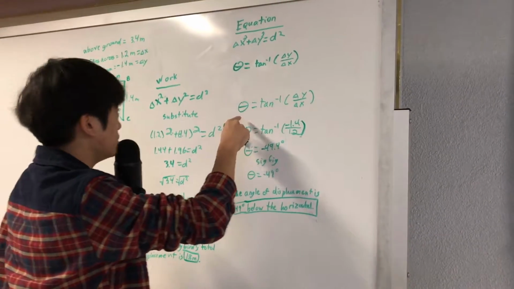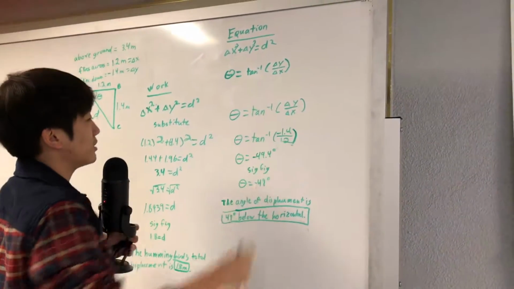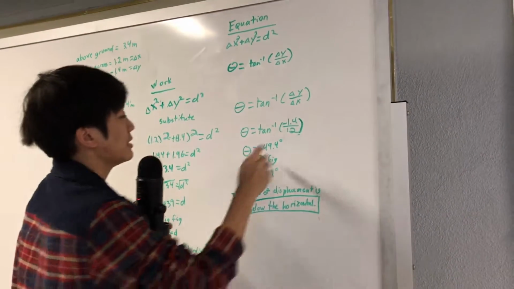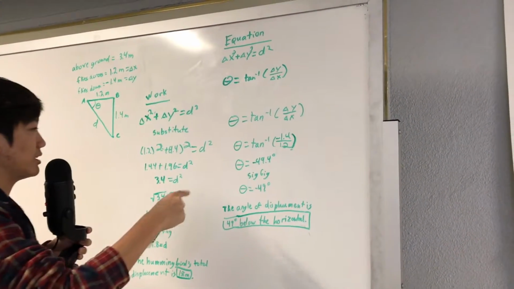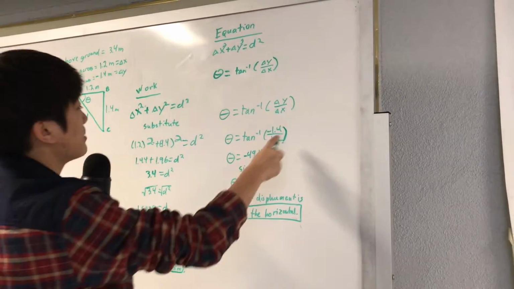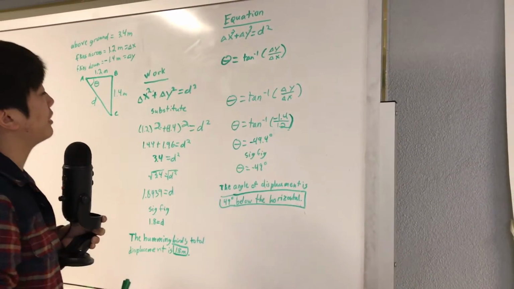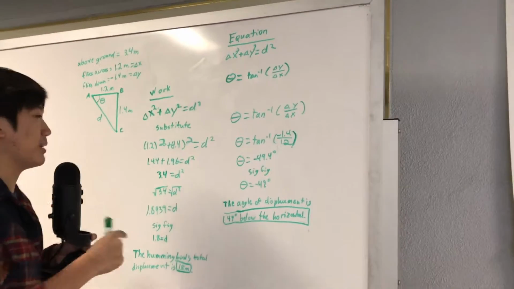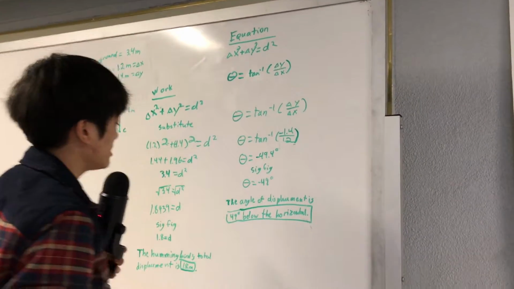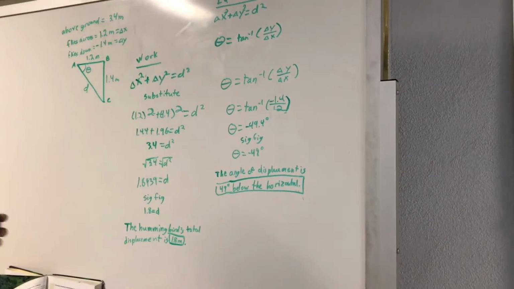In order to do that, you need to use this equation: theta equals inverse tangent of delta y over delta x. Then we use substitution again, and you get theta equals inverse tangent of negative 1.4 over 1.2. You plug this into your calculator and eventually get negative 49.4 degrees. Then you use sig figs like we did here, and you get negative 49 degrees. So therefore, the angle of displacement is 49 degrees below the horizontal.